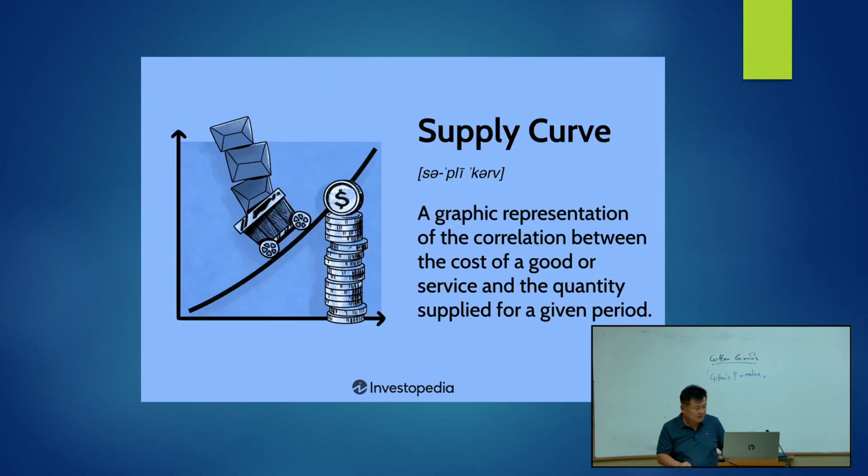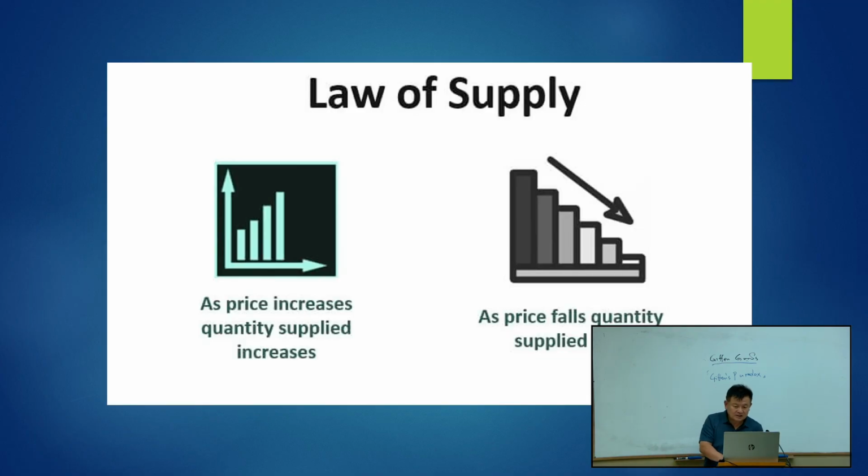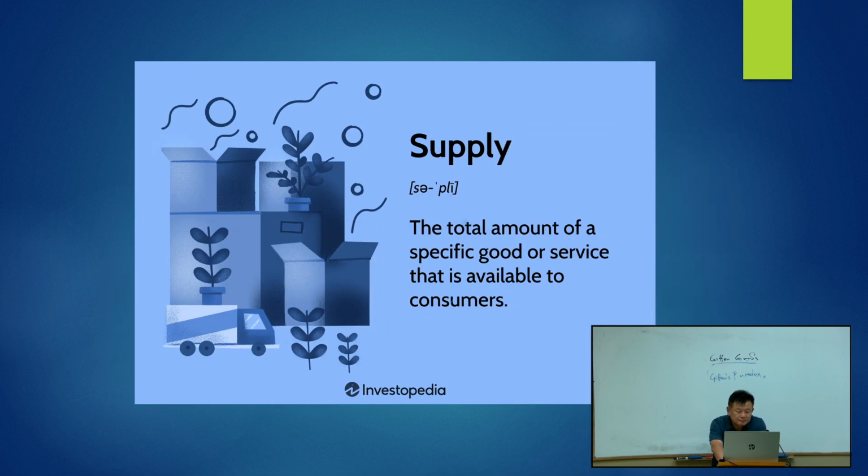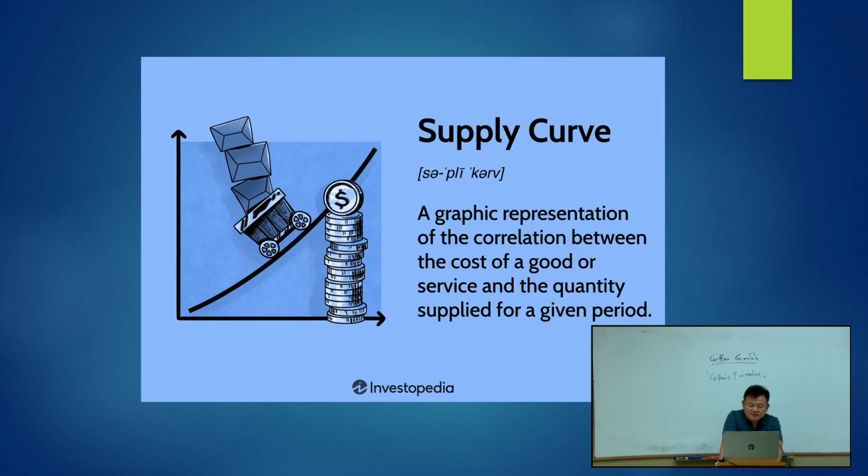So the supply curve is something like that. Downward is demand, and going up is supply. Upright. So the supply curve is a graphic representation of the correlation between the cost of goods and services and the quantity supplied for a specific given period.